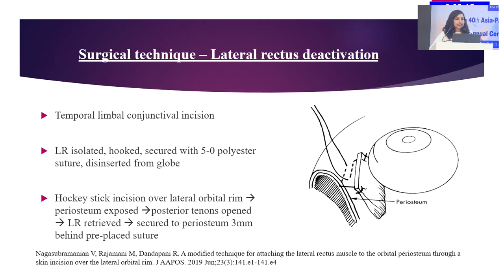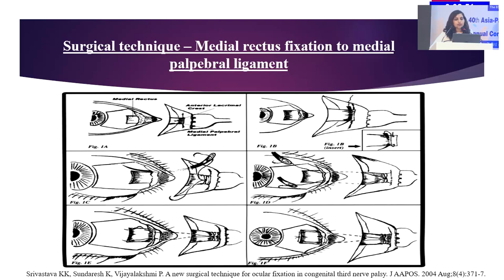So for LR deactivation, after isolating the lateral rectus, we secured it with 5-0 non-absorbable polyester suture and disinserted it from the globe. A hockey stick incision was then made over the lateral orbital rim, exposing periosteum. The posterior tenons was opened, LR was retrieved and secured to the periosteum, and the posterior tenons was closed. In the first group, we combined this with 10 mm of medial rectus resection. In the second group, we combined it with medial rectus fixation to the MPL.